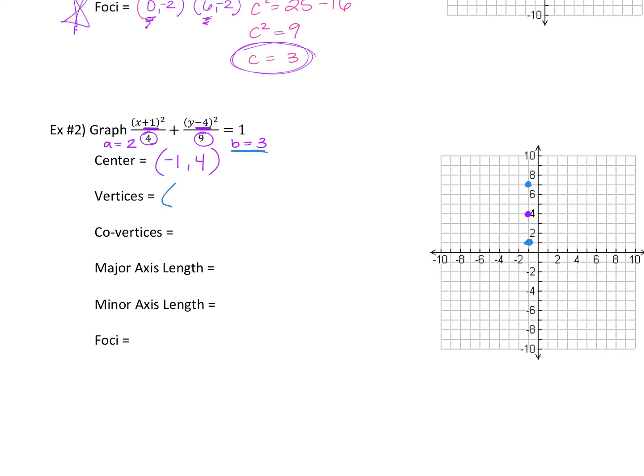your vertices, again, it's your B value changing. So if you subtract 3, -1, 1, which you can see with that point, right? That's -1, 1. If you add 3, -1, 7. Okay, so those are your vertices. Yeah. I'm plotting points for the vertices, yeah.